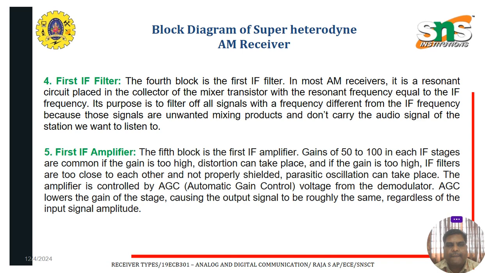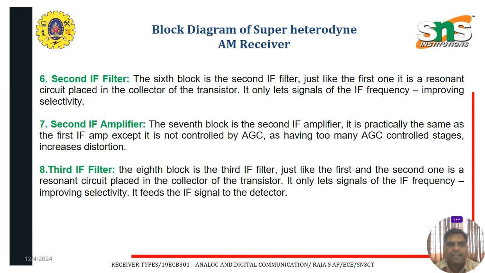First IF amplifier. The fifth block is the first IF amplifier. Gains of 50 to 100 in each IF stage are common. If the gain is too high, distortion can take place, and if the IF filters are close to each other and not properly shielded, parasitic oscillation can take place. Because of this problem, we can use the automatic gain control voltage from the demodulator. The automatic gain control lowers the gain of the stage, causing the output signal to stay roughly the same regardless of the input signal amplitude.